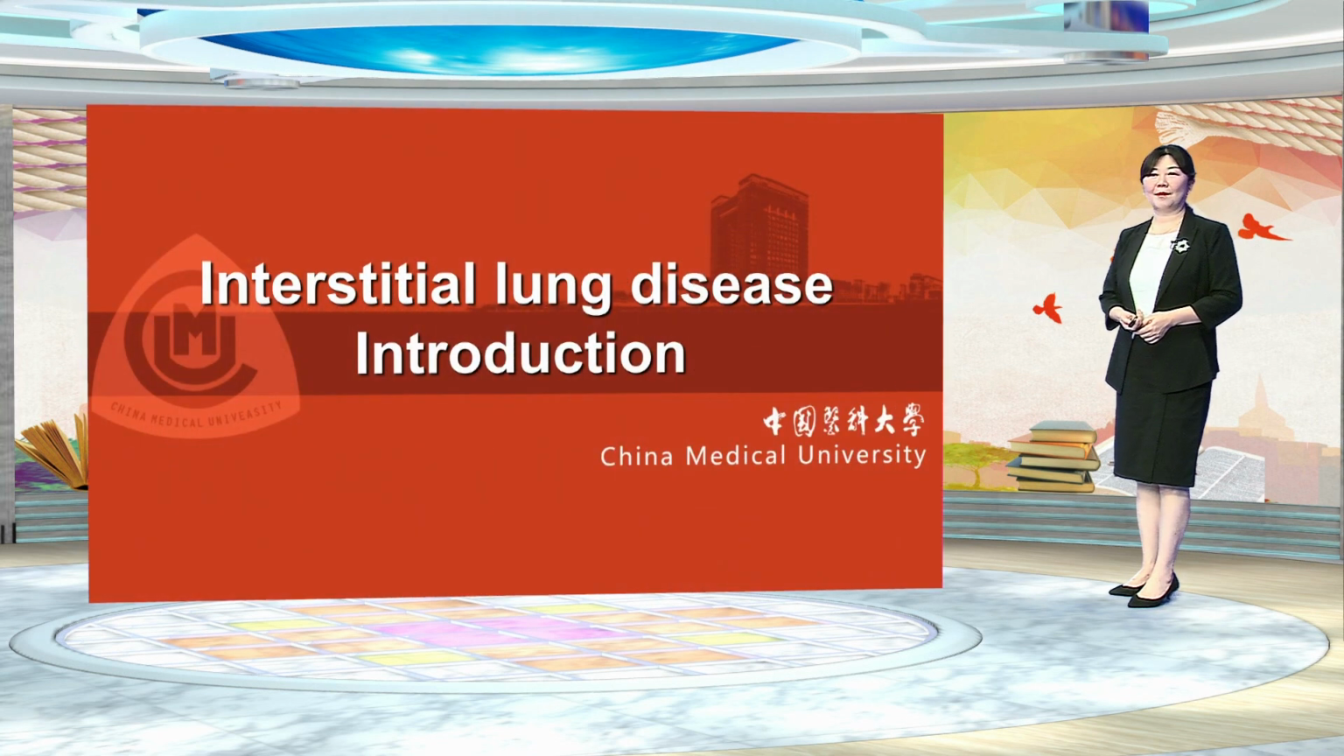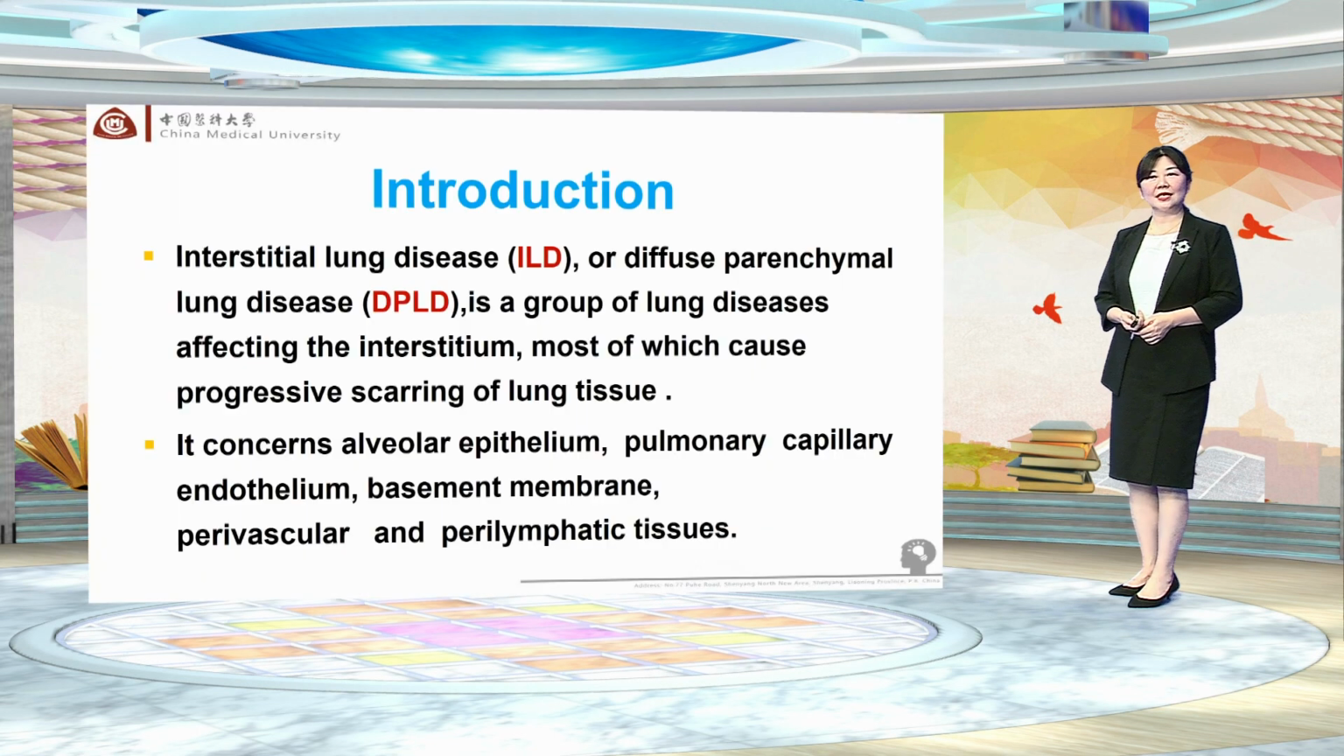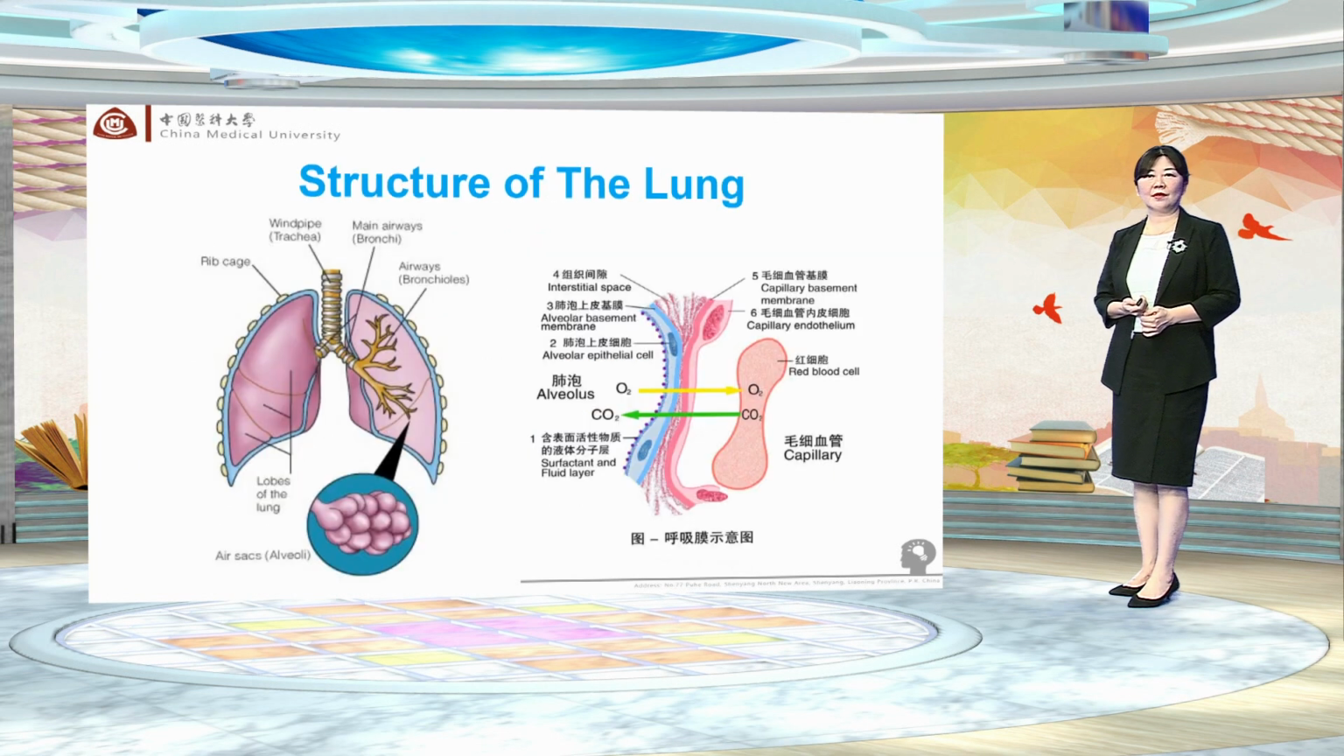Today, we are talking about interstitial lung disease. Interstitial lung disease, also called ILD, or diffuse parenchymal lung disease, DPLD. So, what is ILD? ILD is a group of lung diseases affecting the interstitium, most of which cause progressive scarring of the lung. It concerns the alveolar epithelium, pulmonary capillary endothelium, basement membrane, and perivascular and perilymphatic tissue.